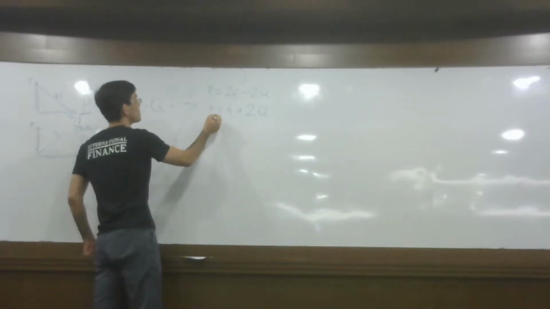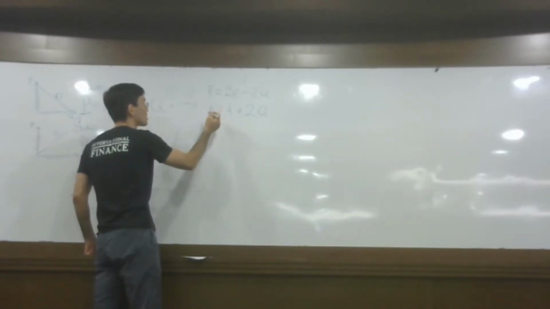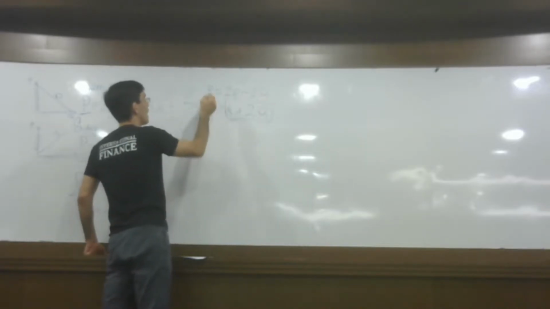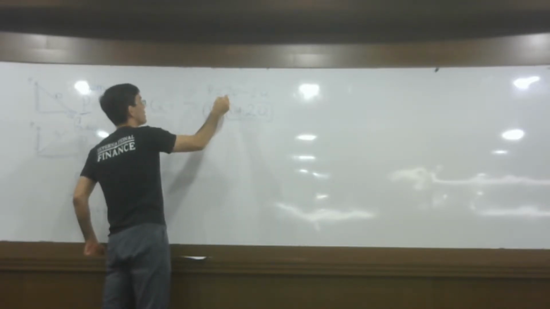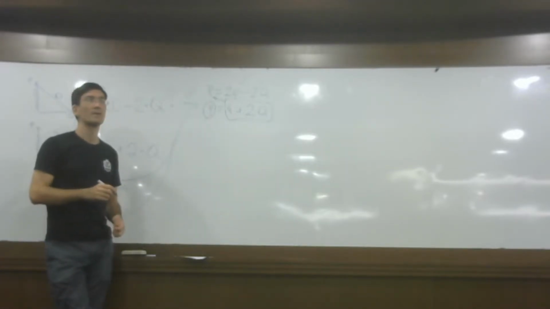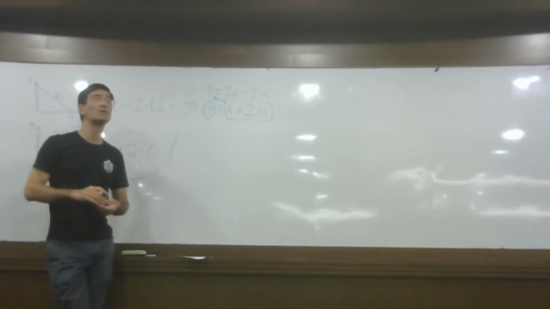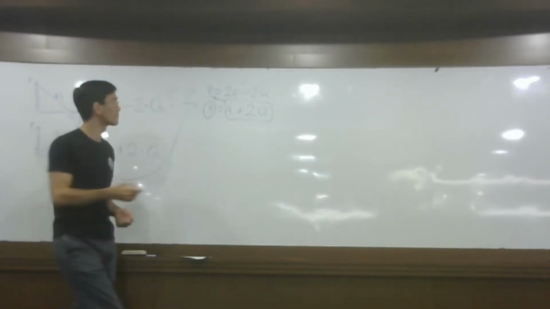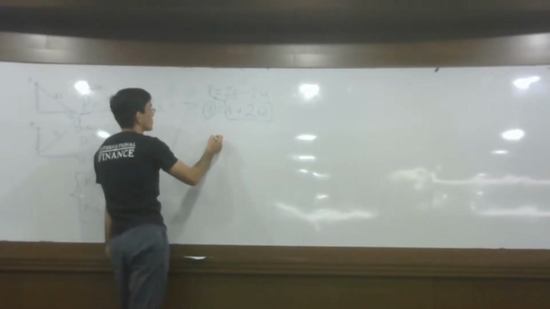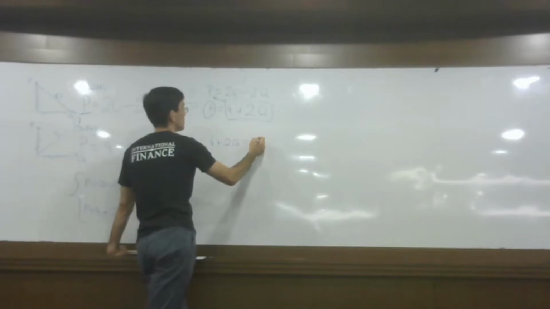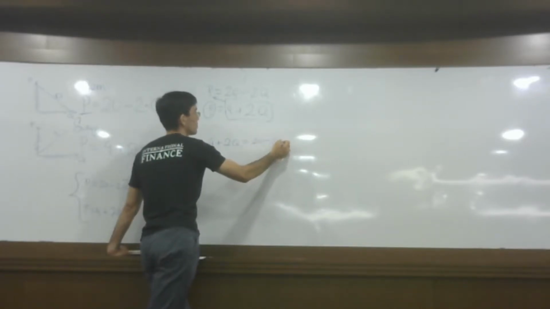We can logically think that if P equals this, and we have P over here, then instead of that P, I can just put all of that. That will give me one equation with only Q as the unknown. So that gives me 4 plus 2Q equals 20 minus 2Q.